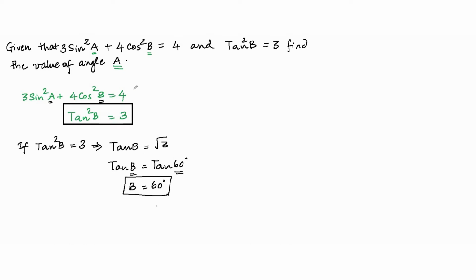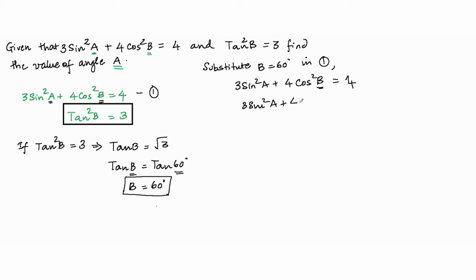Now I know the value of angle B. I can substitute the value of angle B in the first equation. So substituting B as 60 degrees in the first equation, I get 3 sine square A plus 4 cos square B is equal to 4. Now the value of angle B is 60, so this becomes 3 sine square A plus 4 cos square 60 is equal to 4, which means 3 sine square A plus 4 times cos 60 is half, the whole square is equal to 4.